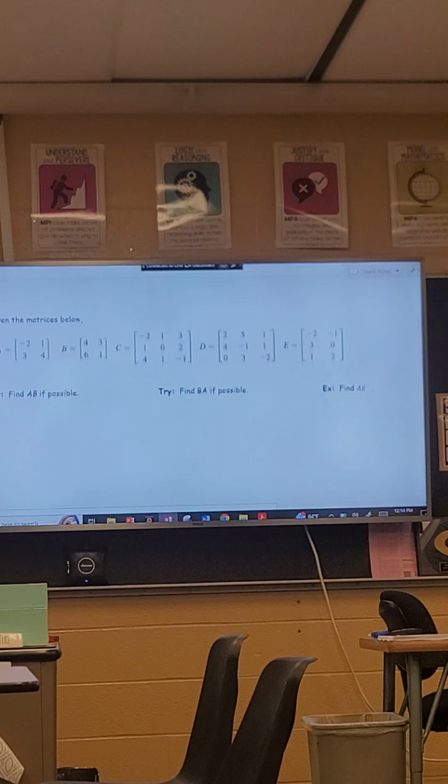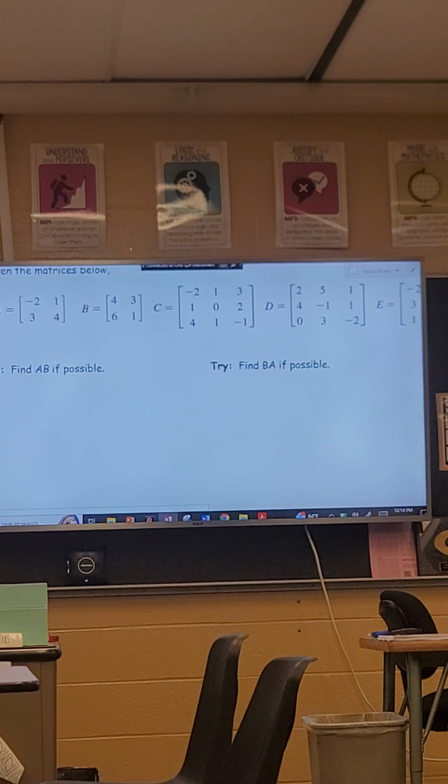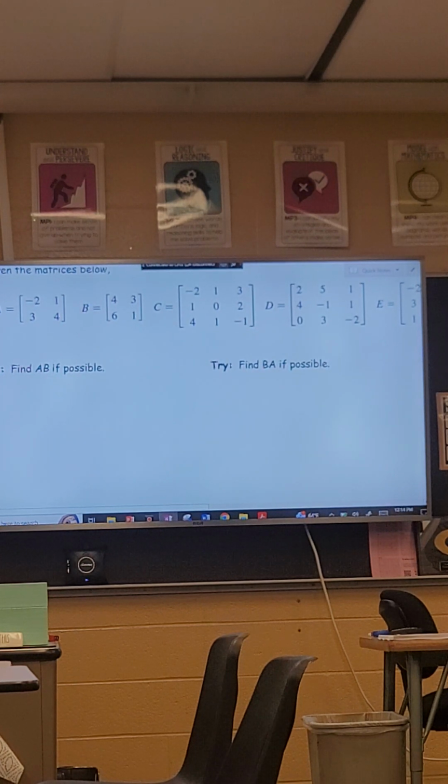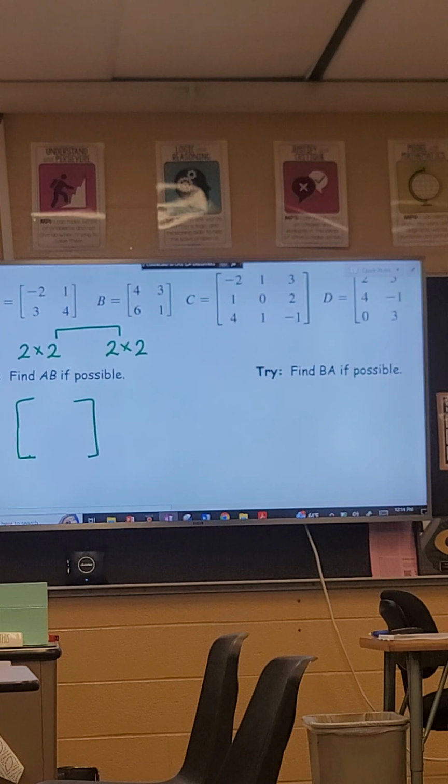Okay. So first one, if I'm gonna multiply A times B, let's first figure out can I? So this is a 2 by 2. This is a 2 by 2. Can I multiply them? Yes. What's my resulting matrix gonna be? A 2 by 2. So that's what I'm gonna do. I'm gonna draw out almost like if I have a 2 by 2. Then what I think about is this first spot here.